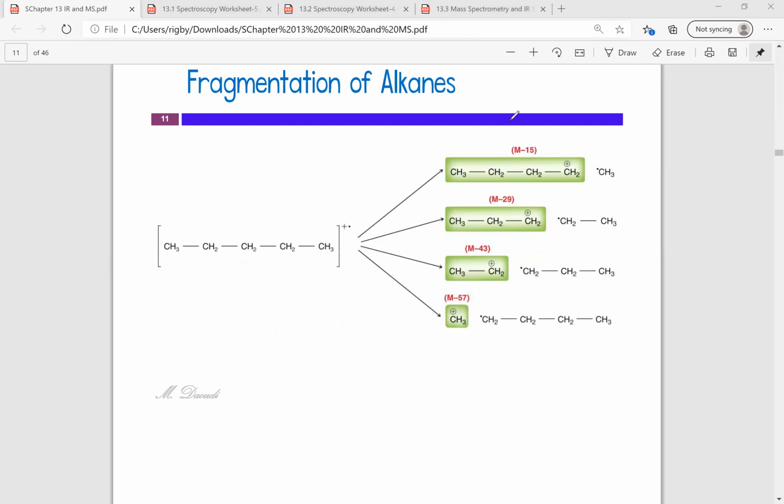So we can look here at this top one. If we have mass minus 15, so that would be like our total mass minus 15, then we lost a CH3 fragment, okay? And we end up, in this case, with something that has a mass of 57. Whereas if we lose CH3 and CH2, we lose a total of 29 and so on. You don't have to have these numbers memorized, just know how to find them.